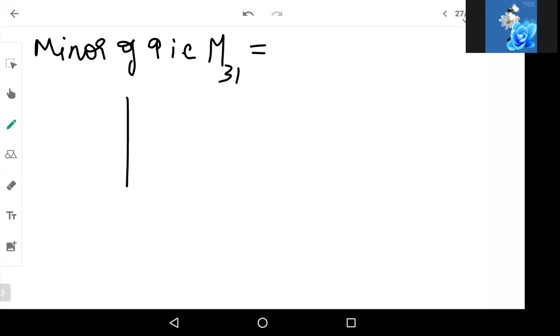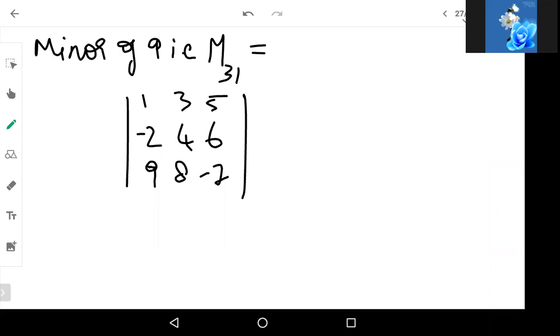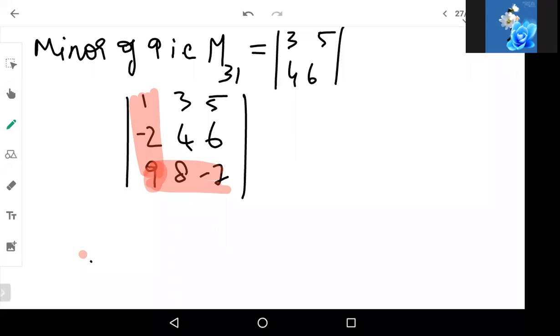Okay. So here you have 1, 3, 5, minus 2, 4, 6, and 9, 8, minus 7. So I want the minor of 9. So I take away this third row and the first column. So what is remaining? The determinant is 3, 5, 4, 6. And the answer is minus 2, is it? Very good. So you have 6 3s are 18 minus 5 4s are 20. So you get minus 2.